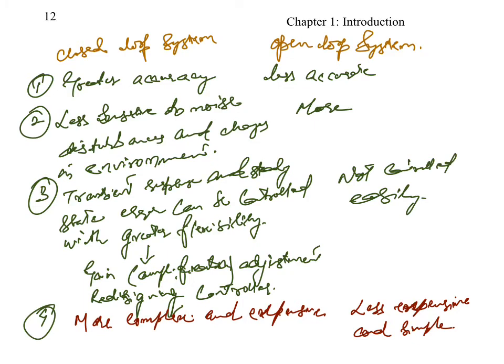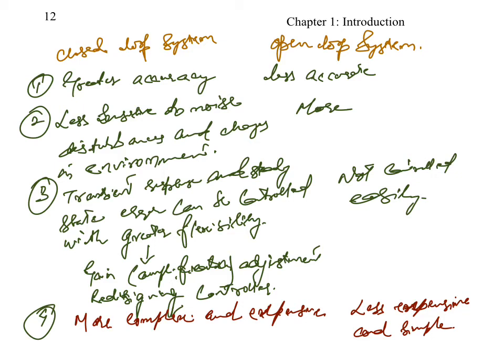Now let us see the difference between the closed loop system and the open loop system. From the previous discussion it is obvious that the closed loop system is more accurate as compared to the open loop system. Also the closed loop system is less sensitive to noise, disturbances and changes in the environment, because it has the self correction property. Also we can see that transient response and steady state error can be controlled more conveniently and with greater flexibility in the closed loop system as compared to the open loop system.